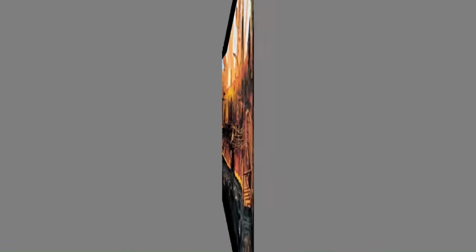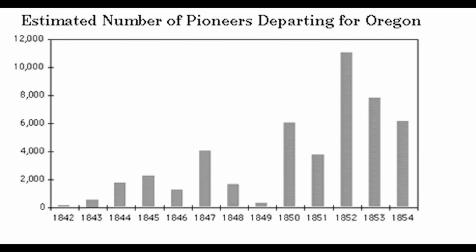Here's a chart showing the estimated number of pioneers departing for Oregon, and you might recall our exploration of Seattle, where we saw a very tremendous growth of population within that particular area of the country.